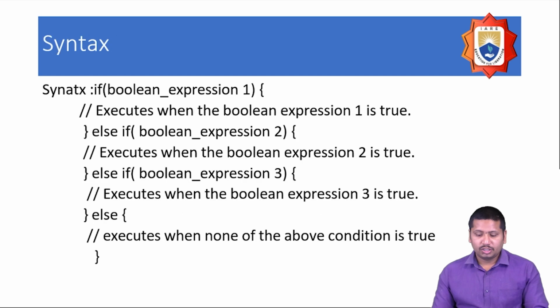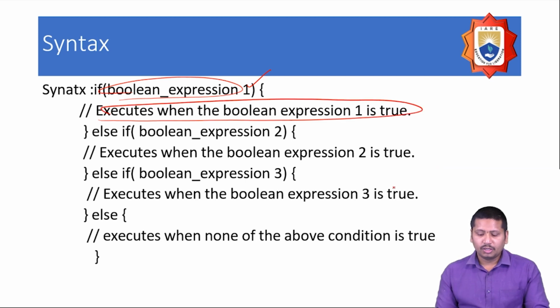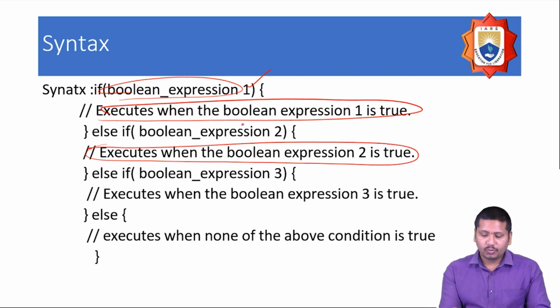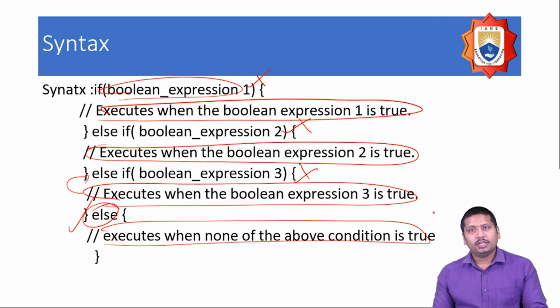So let's see the structure. This is the example of else if ladder. If I consider one boolean expression, whenever the condition is true, then statement 1 is executed. If the condition is false, then we check the next one, and if that is again false, then we check the next, and the statements I have written there will be executed. If none of the conditions are satisfied, then the statements I wrote in the else block will be executed.